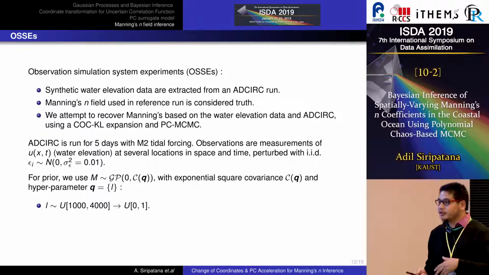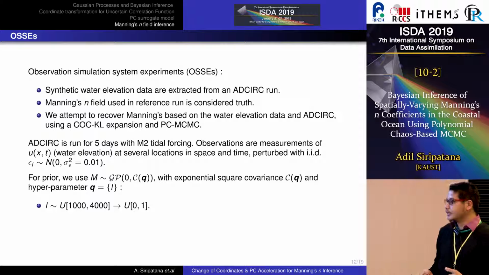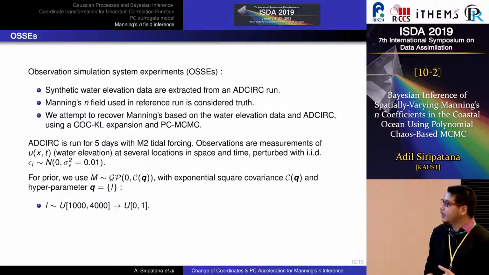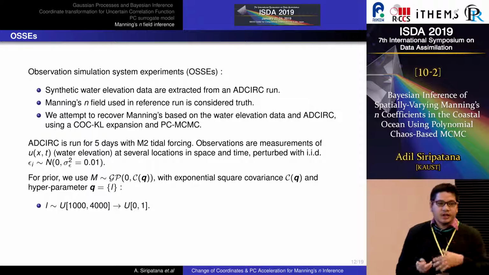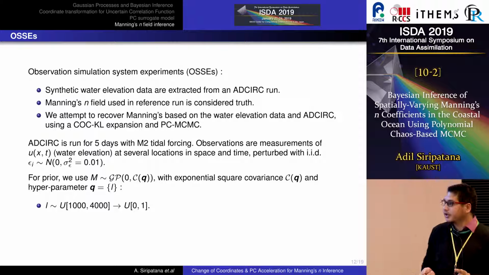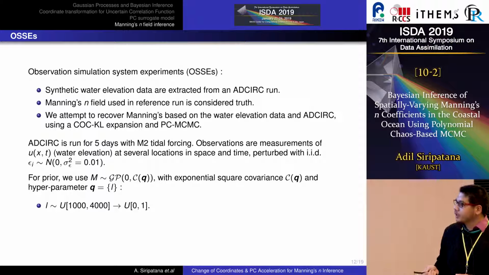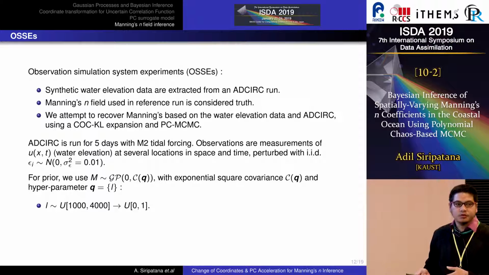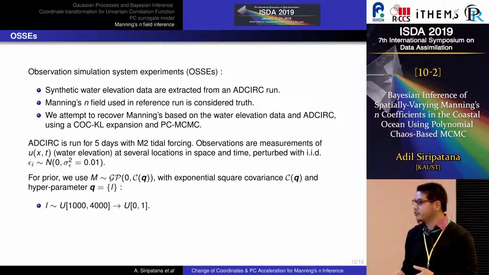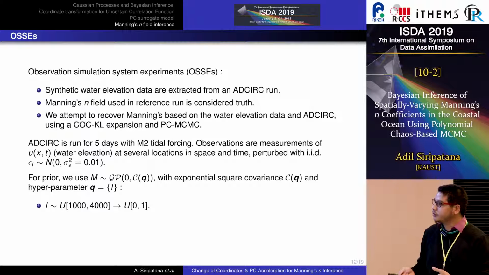For the prior of eta, which is the coordinates, we use a Gaussian prior. And for Q, which in our case is only the length scale, the correlation length, we use a uniform prior, so it's a Jeffreys prior. The range of this length scale is from 1,000 to 4,000, and we also normalize it to 0 to 1 for the sake of convenience in the inference.